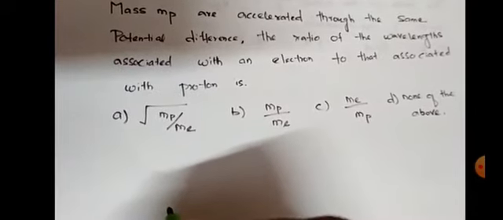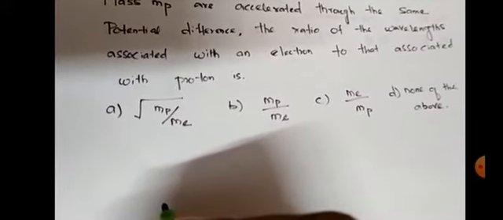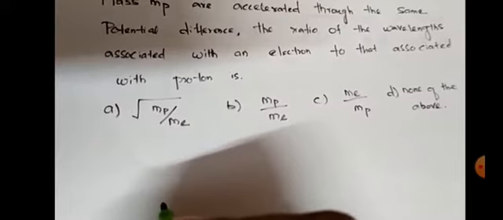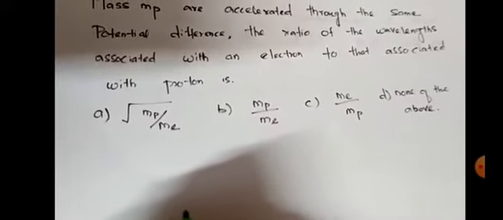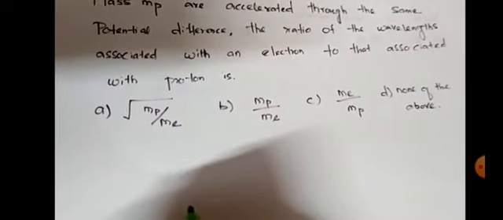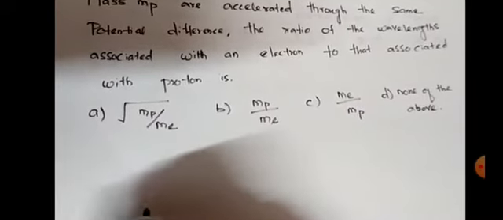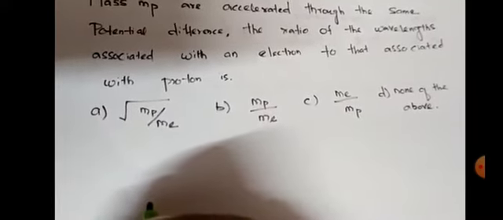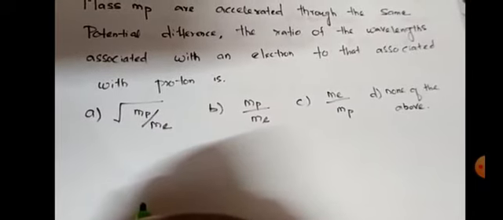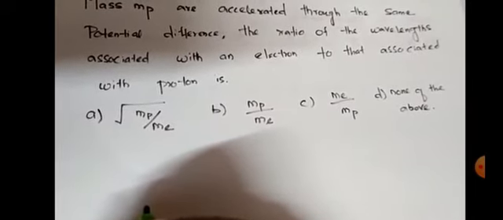A, square root of mass of proton divided by mass of electron, option B, mass of proton divided by mass of electron, option C, mass of electron divided by mass of proton, option D, none of the above. First we have to understand the question. The question has asked the ratio of the wavelength associated with the electron to the proton.